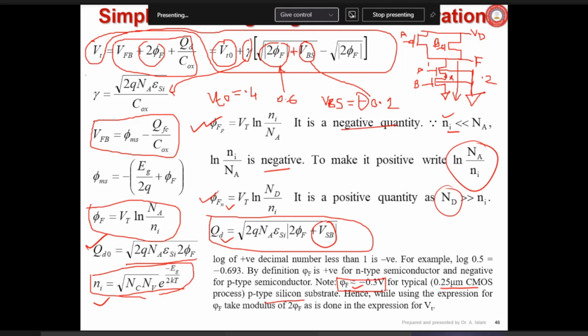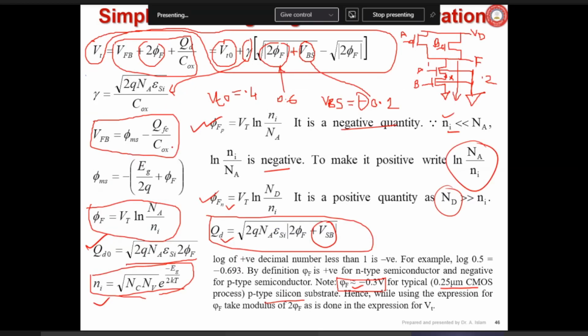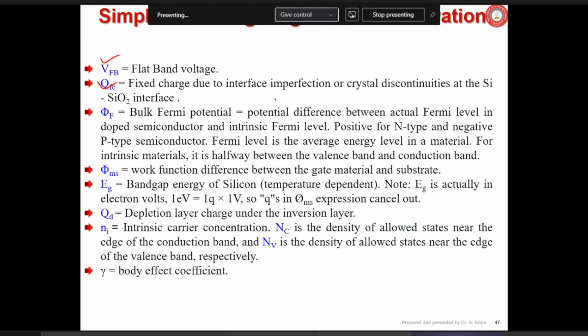So anyway, further definition of each term is given in the next slide. VFB is the flat band voltage, as I said. QFC is there. What is that? The fixed charge due to imperfection or crystal discontinuities at the SiO2 interface. Where does this exist in the MOSFET? This fixed charge occurs where? Tell me where it is. Between the gate and substrate.